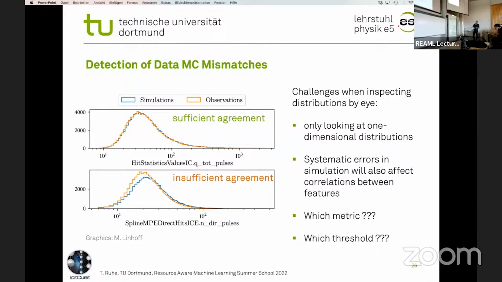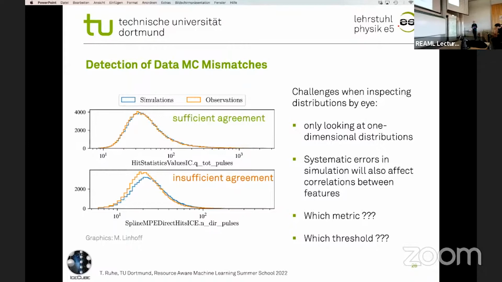And then if you decide on comparing this, you have to ask yourself which metric you are going to use. And more importantly, metrics are available, that's not really the problem. Which threshold should I use, right? If the discrepancies are like here, if this would be simulated well here, and then here at the higher tails, is this statistics? Is it not? It's very hard to tell.